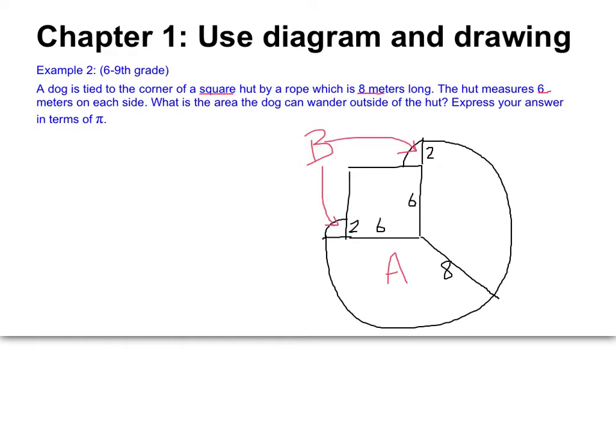Okay, I just labeled these two parts. Part A, which belongs to a bigger circle, and part B, which is this part plus this part. So let's figure out what part A is. Part A is 3/4 of a circle. So 3/4, and the circle's area is pi r squared, so times pi. Now the r is 8 meters.